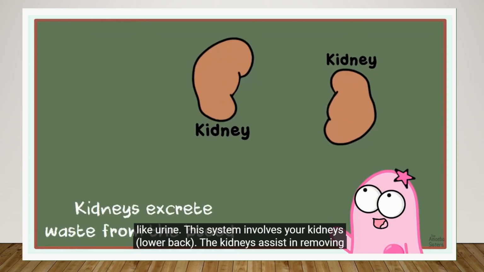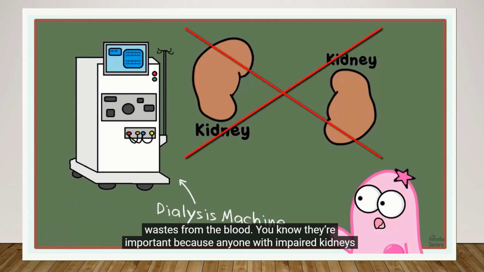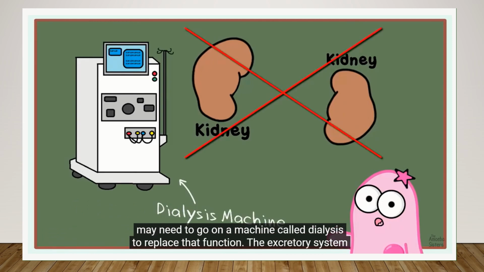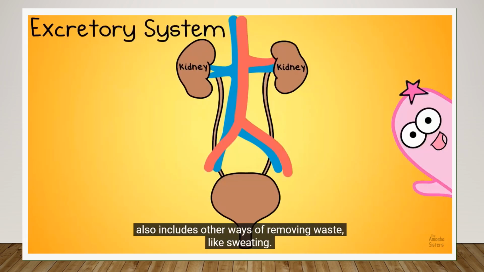The kidneys assist in removing waste from the blood. And you know they're important because anyone with impaired kidneys may need to go on a machine called dialysis to replace that function. The excretory system also includes other ways of removing waste, such as sweating.